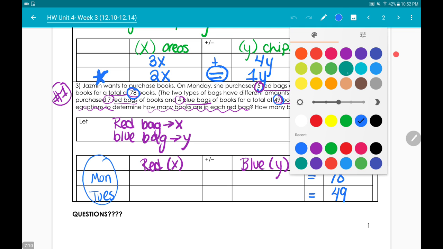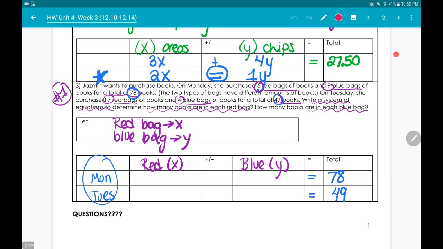So, I go back to the sentence about Monday. And 5 red, 9 blue. Then I go back to the sentence about Tuesday. And we have 7 red and 4 blue.